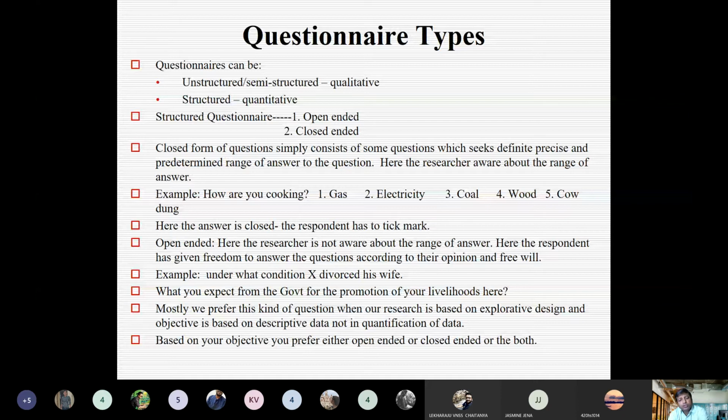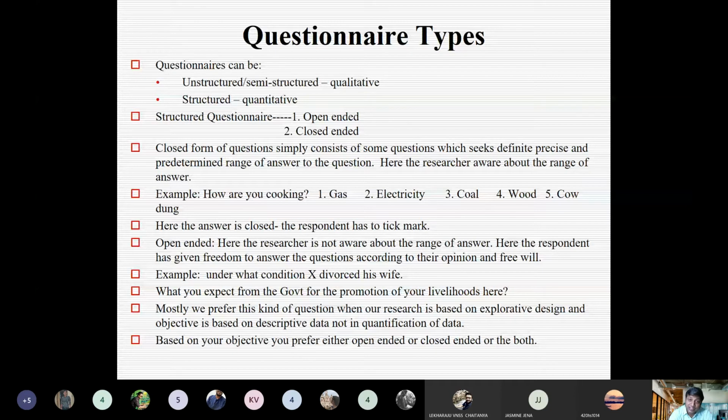Here the answer is closed. The respondent has to tick an option given to him or her. So the researcher has not much scope here, and the respondent has not much scope here. He has to tick something which is given by the researcher. In open-ended, here the researcher is not aware of the range of answers.